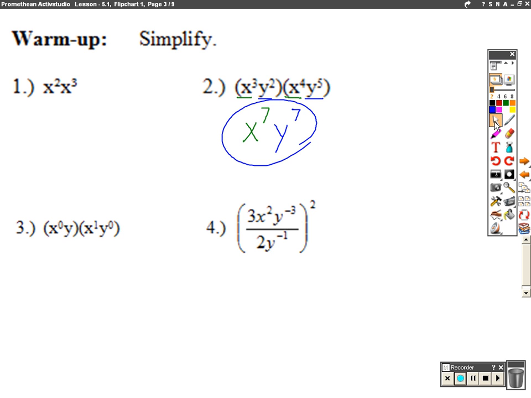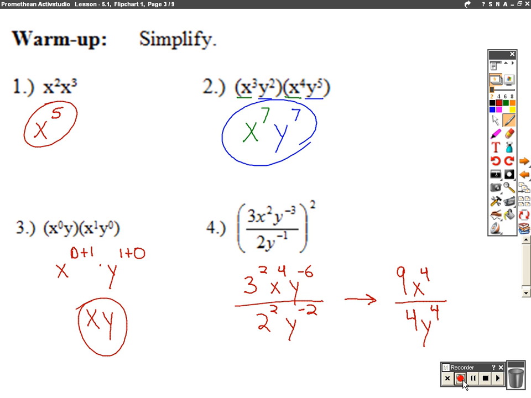At this point, you can pause the video and work on the remaining warm-up problems. Here are the answers to the rest of the warm-up problems. That is all review on your properties of exponents, which you will need in this chapter.